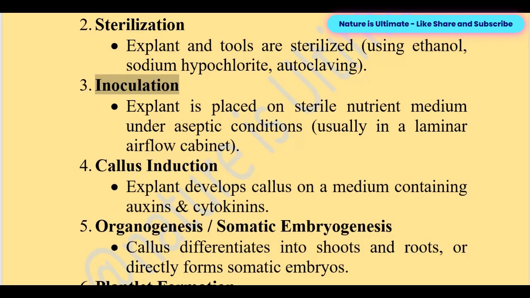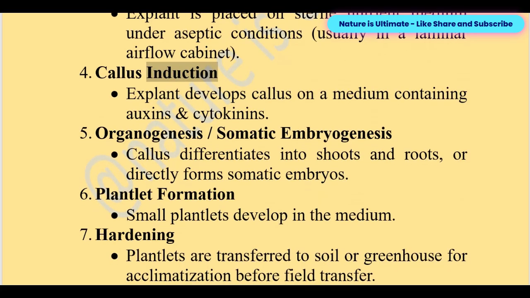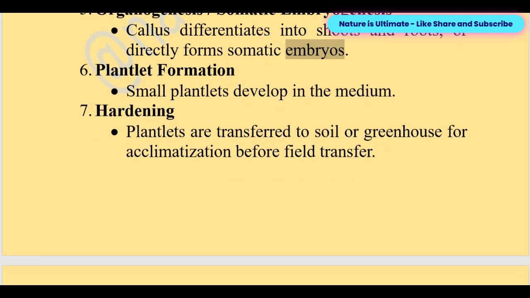Inoculation. Explant is placed on sterile nutrient medium under aseptic conditions, usually in a laminar airflow cabinet. Callus induction. Explant develops callus on a medium containing auxins and cytokinins. Organogenesis/somatic embryogenesis. Callus differentiates into shoots and roots, or directly forms somatic embryos.